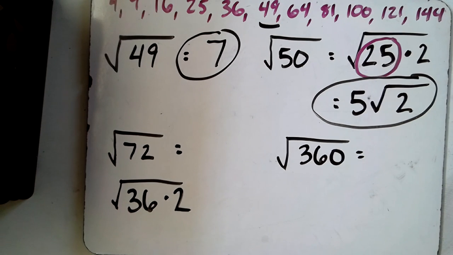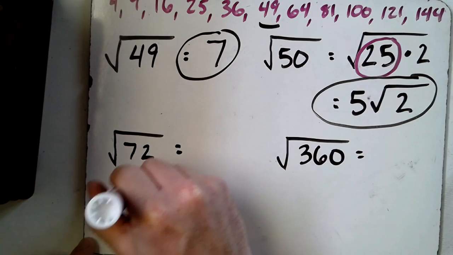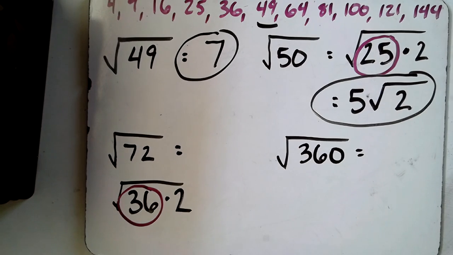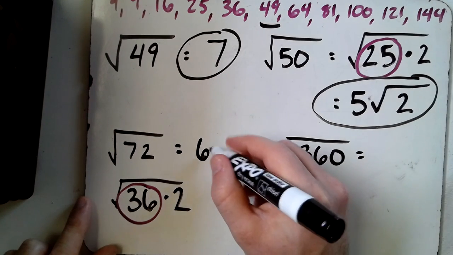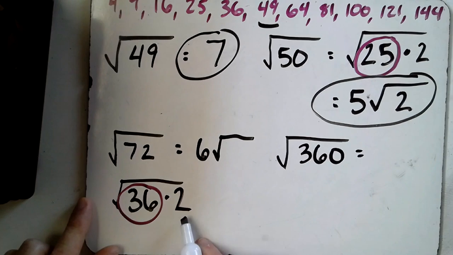The square root of 36, I'm going to pull out the square root of 36, which is 6. And then what's left underneath the radical is this 2. Just like we had that 5 root 2, now we have a 6 root 2.